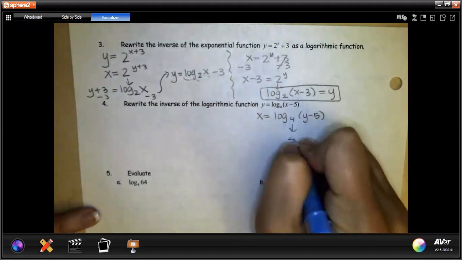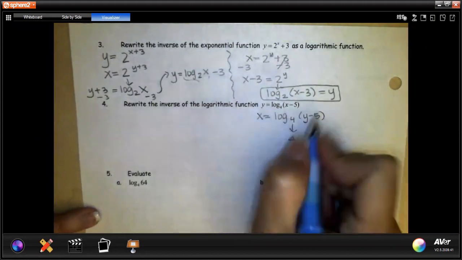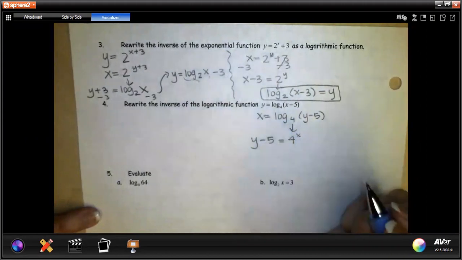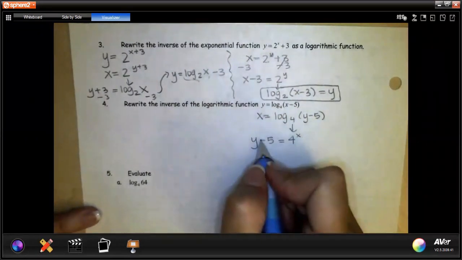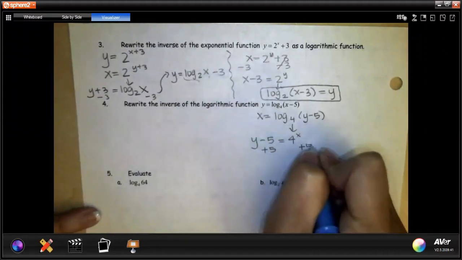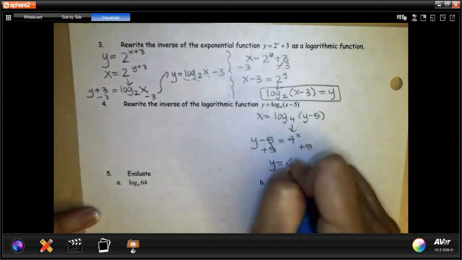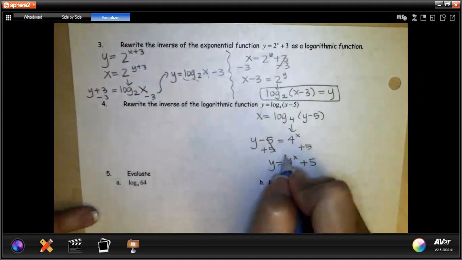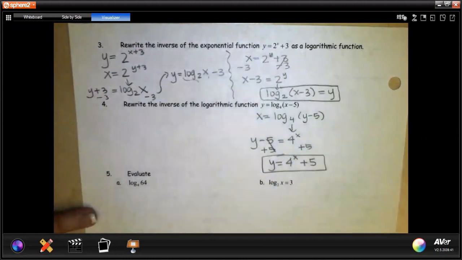We drop the 4, and then we switch. This x becomes my exponent, and the y minus 5 is freed. Now we're able to get the y by itself by getting rid of this minus 5, so I add 5. We get y is equal to 4 to the x plus 5. That's the inverse of that log.